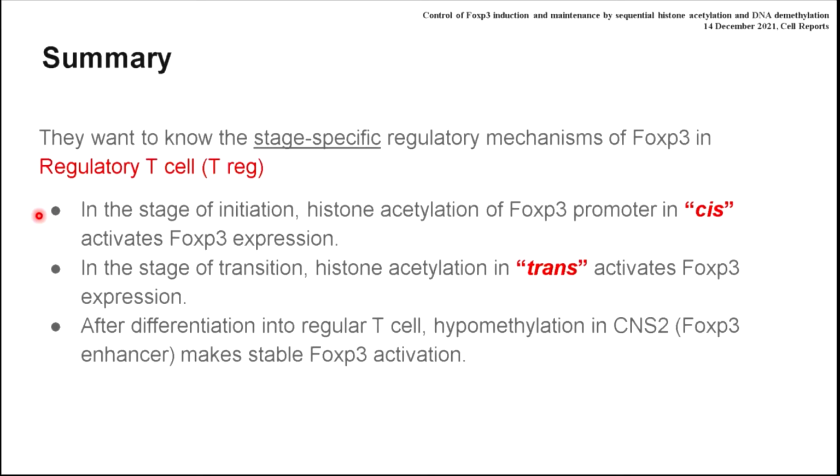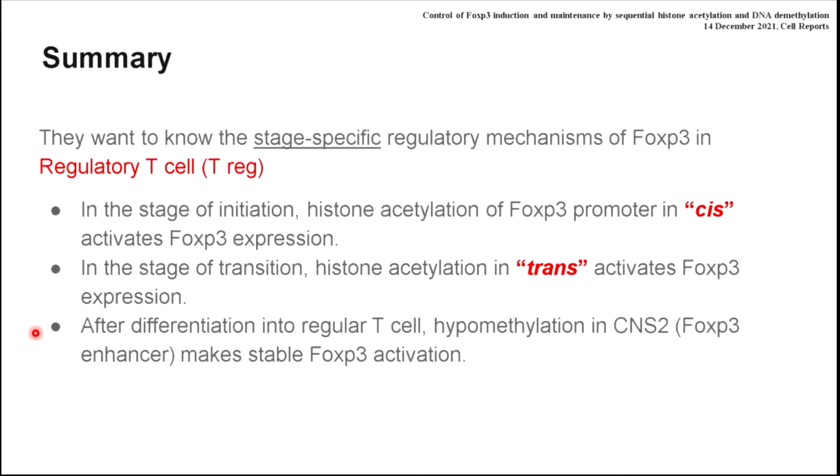In the stage of initiation, histone acetylation of Foxp3 promoter in cis activates Foxp3 expression. In the stage of transition, histone acetylation in trans activates Foxp3 expression. After differentiation into regulatory T cell, hypomethylation in CNS2, which is Foxp3 enhancer, makes stable Foxp3 activation.